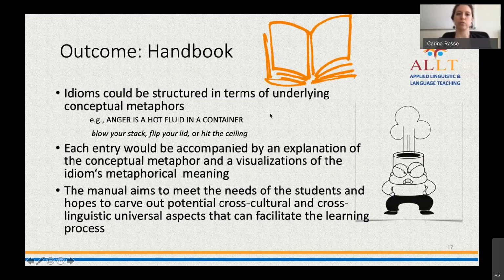I hope that the outcome will then be a handbook, which is structured in terms of idiomatic expressions that have underlying conceptual metaphors, like for anger is hot fluid in a container, it would be blow your stack, flip your lid, hit the ceiling. Each entry would have an explanation of how these conceptual metaphors work and a visualization of the idiomatic expressions. Based on what I find in my empirical studies in the future, I will use the proper type of visual. I hope the manual will meet the students' needs and also find out some ways of how idiomatic expressions can be taught across languages and across cultures.